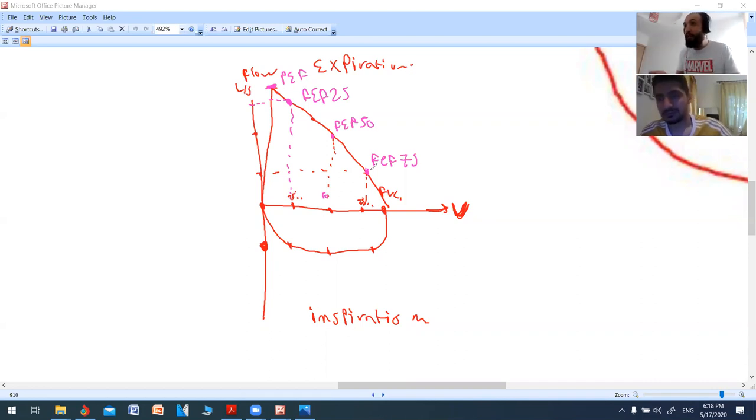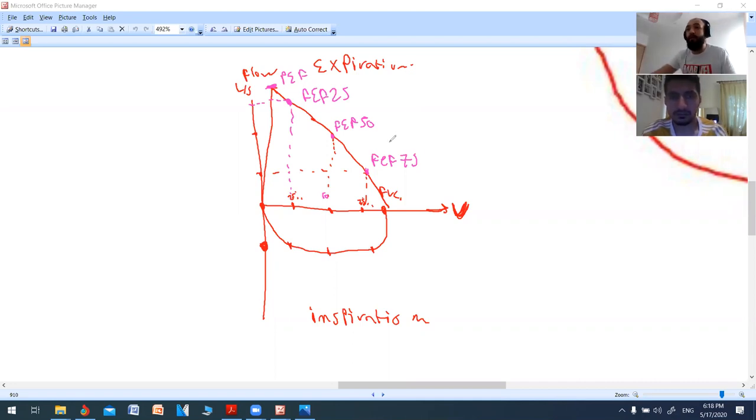Will I have a peak? No, I will not have a peak. I have to tell her again, do it again. Breathe out with all your force. And she has to do it. I have to see a peak. You understand? Yes? So this is the spirometry. This is a normal spirometry. Clear?